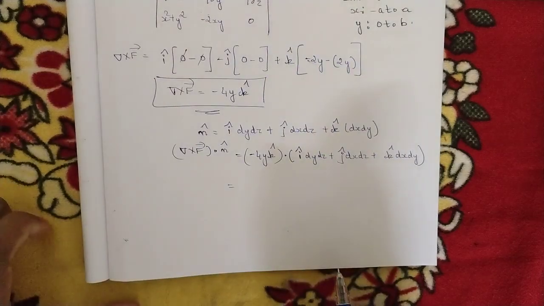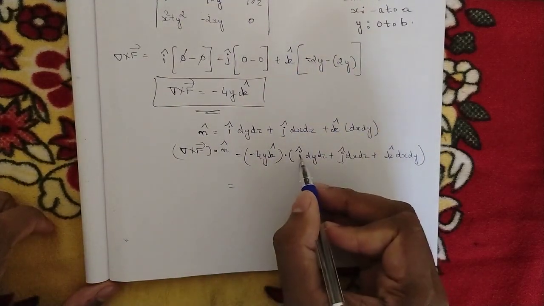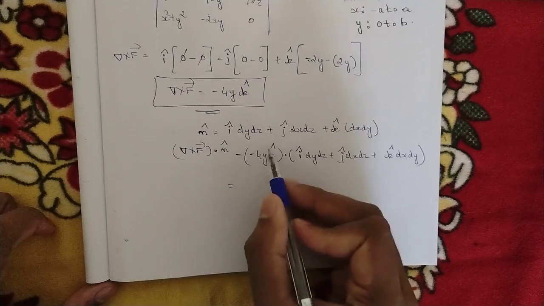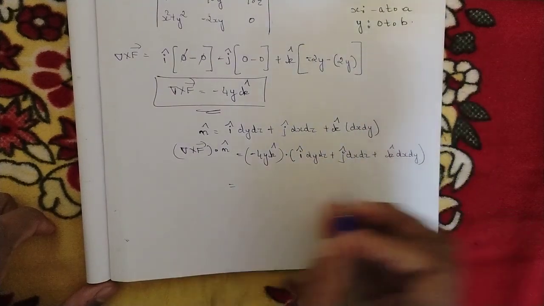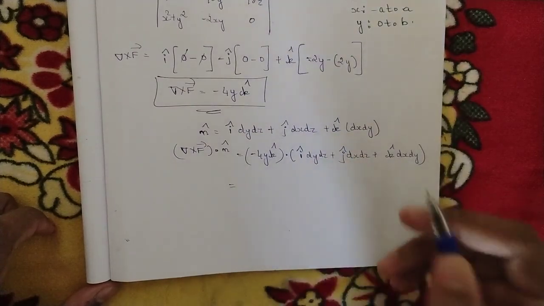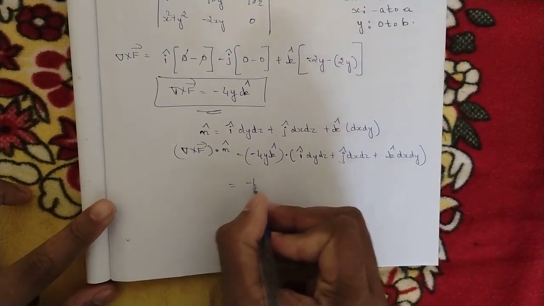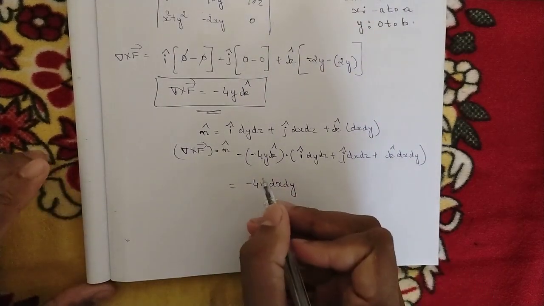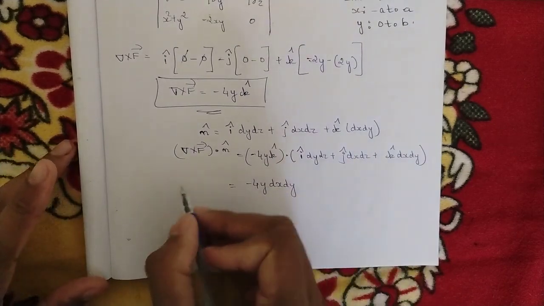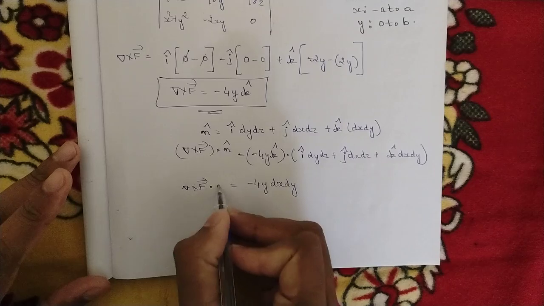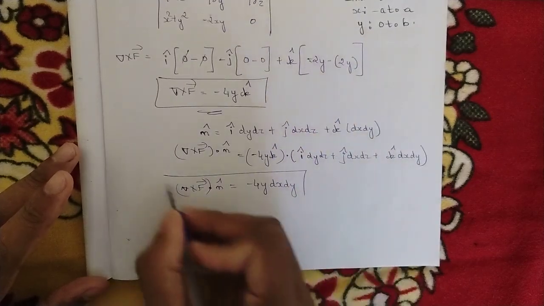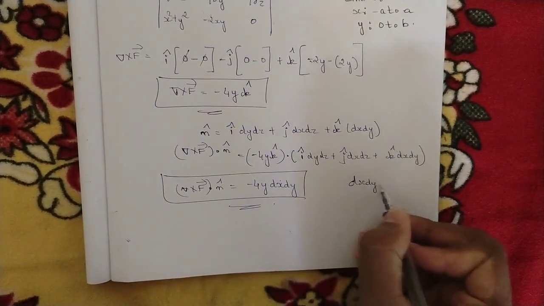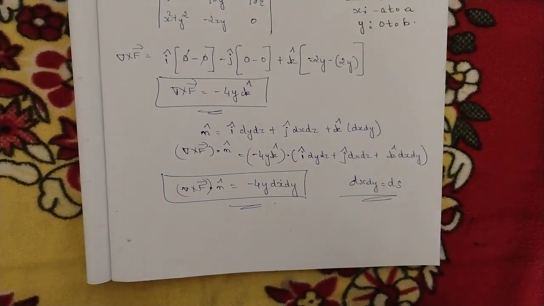So if you see here, 4y k cap and i cap, so this would be 0. We would be left with only the last term, that is minus 4y k cap into dx dy. If you solve that, k cap into k cap is 1, so we would be left with minus 4y dx dy. So this is the required del cross f dot n vector, where this dx dy is equal to ds. So this much you have done.